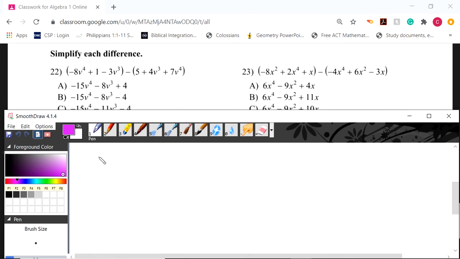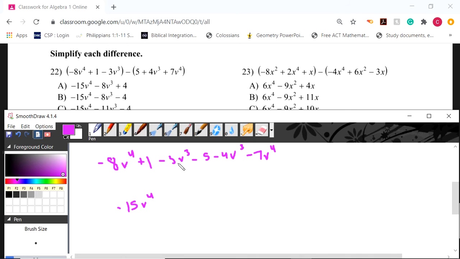All right, again, rewrite these and distribute your negative. Don't forget to distribute that negative. So minus 5 minus plus 4v^3 is minus 4v^3, and then minus 7v to the fourth. Then combine all your v to the fourths. So negative 8 minus 7 is negative 15v to the 4.